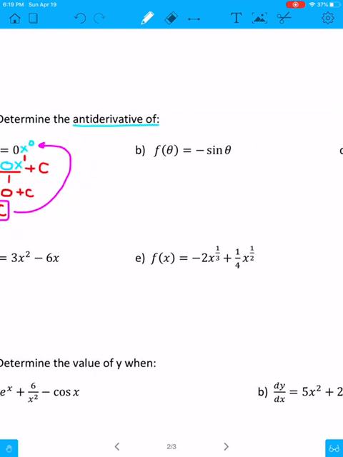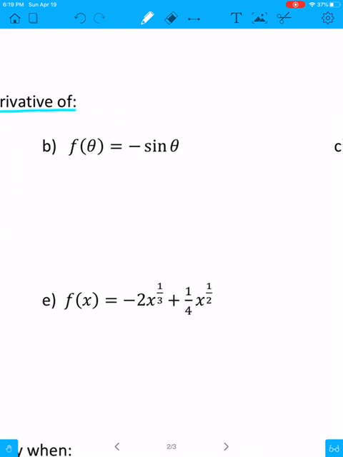Okay. If I do f of theta equals negative sine theta, that's the derivative. I need to find the original. So f of theta. I know to get the derivative of sine, I'm going to use cos. So cos theta, the derivative of cos theta equals negative sine theta, right? Because coses are always negative.